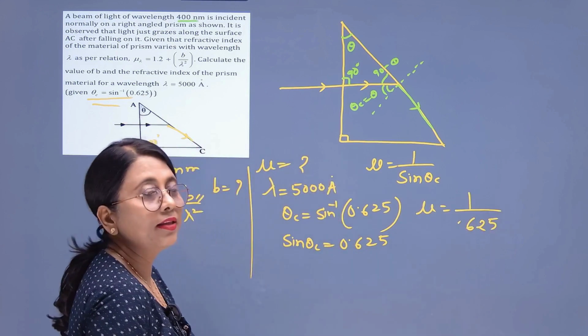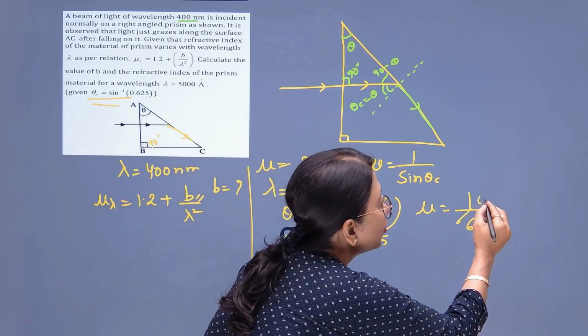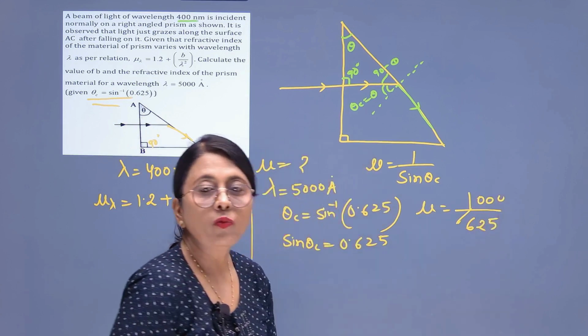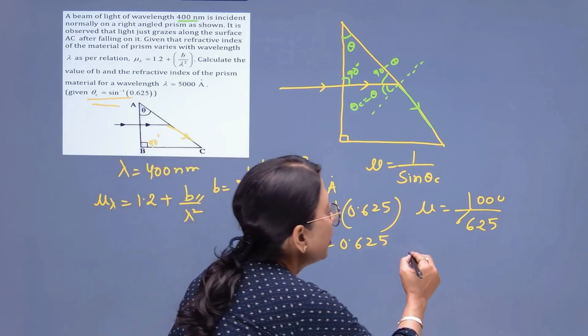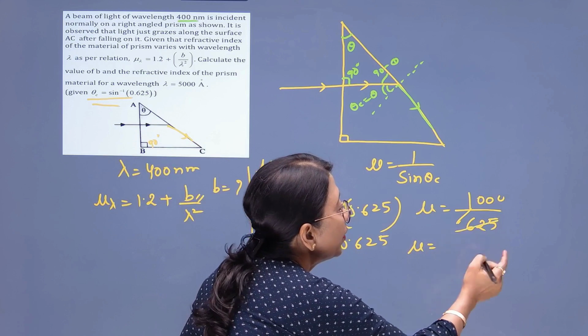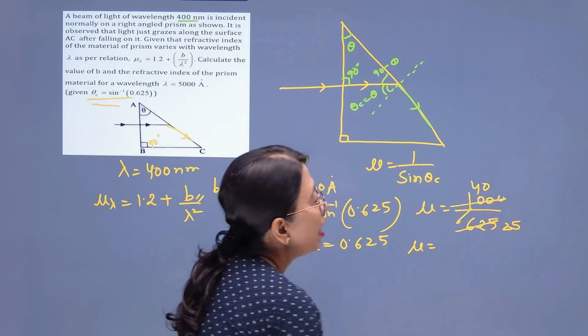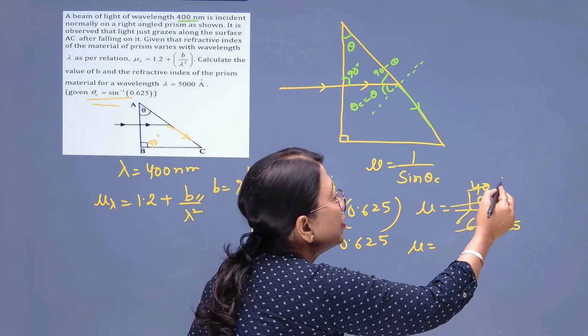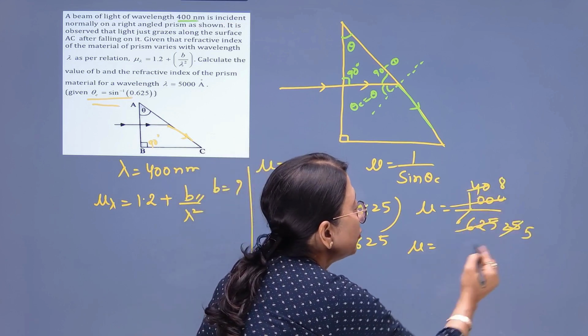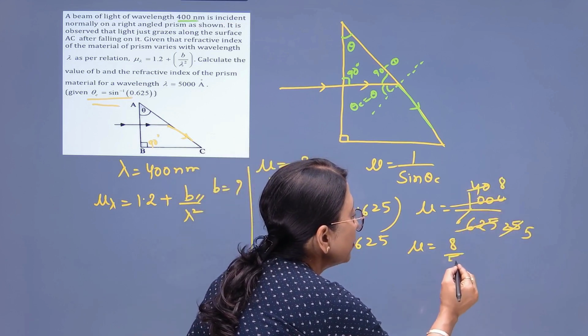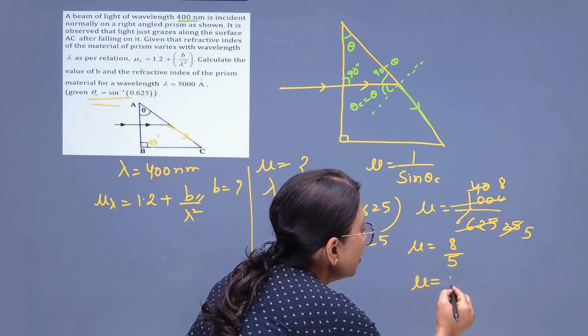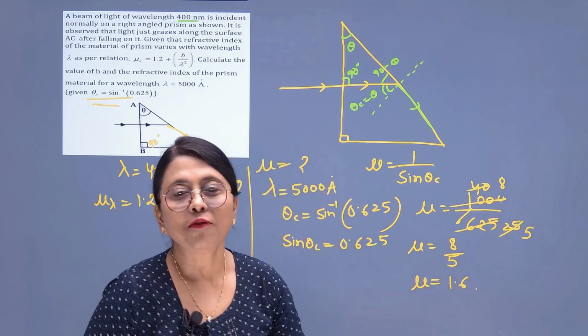ये वैल्यू यहाँ रख देते हैं. पॉइंट रिमूव करते हैं तो ये हो जाएगा 3 zeros. We can cut it with 25. 25 से कट करिए. If you cut it with 25, 25 and this is your 40. Again you can cut by 5. This is 8 and this is 5. So we are going to get 8 by 5. How much is 8 by 5? That is 1.6. We got mu.